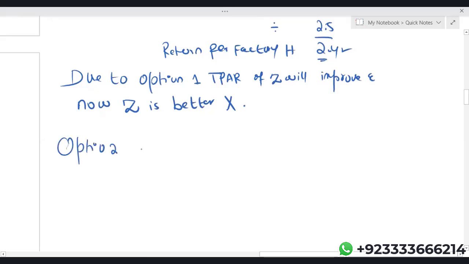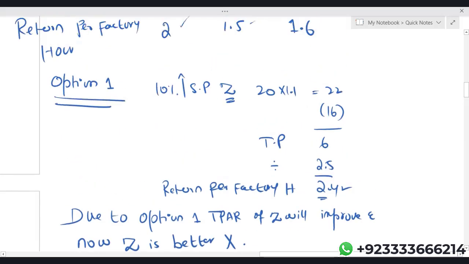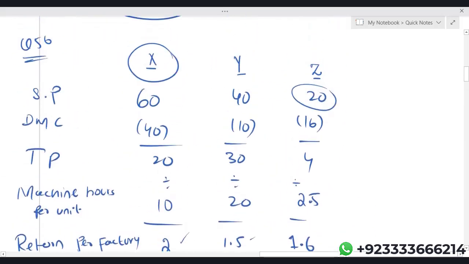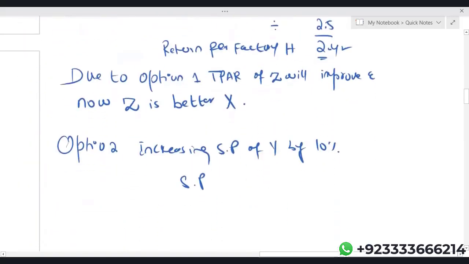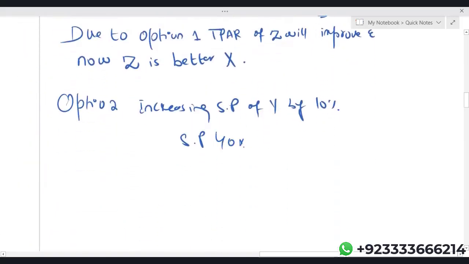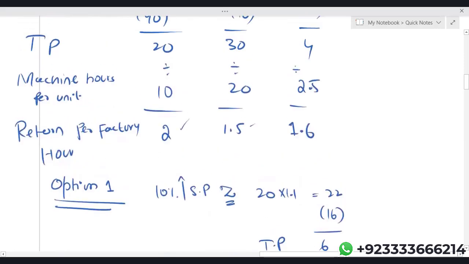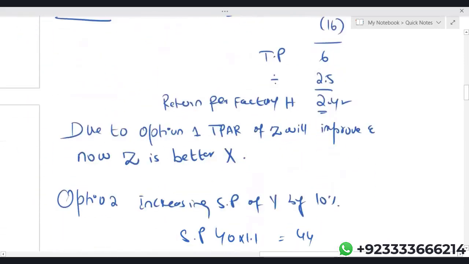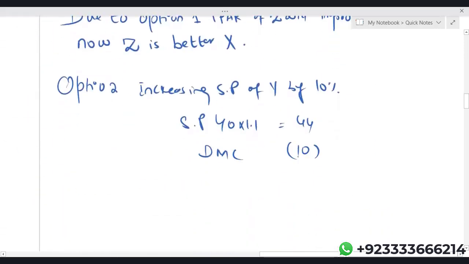Option 2, increasing the selling price of Y by 10%. What is the selling price of Y? It is 40. So 40 multiplied by 1.1, we'll get 44. Direct material cost, we know that it is 10. So throughput per unit is going to be 34.